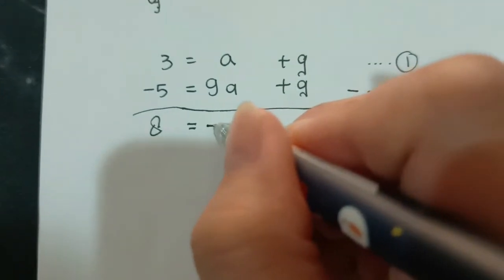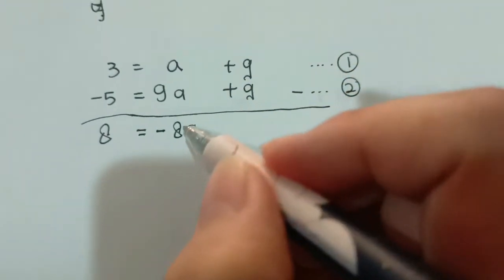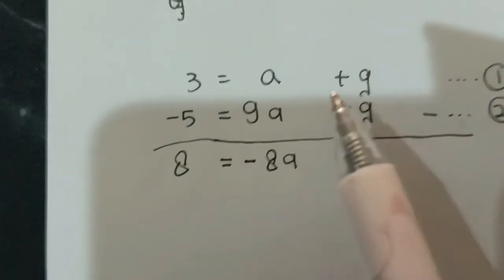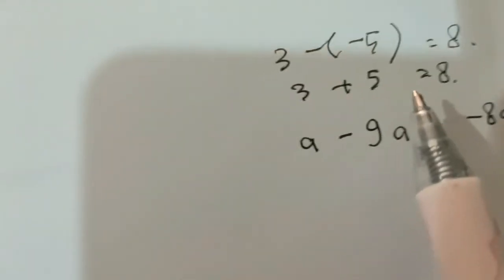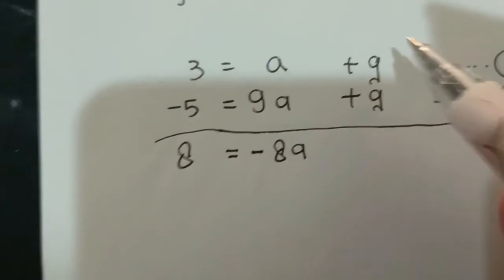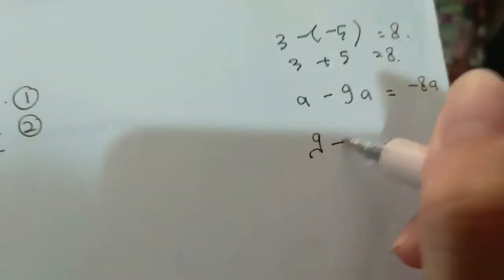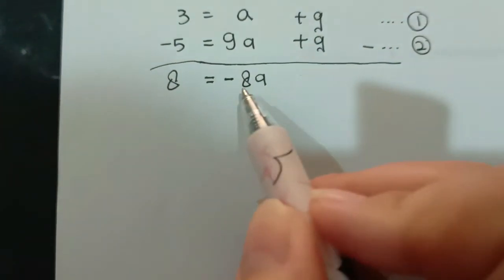Because this is minus, you have to write it down like this, so you will not get confused. Always write it down like this, so you will not have a wrong value for each of them. Now this one, q − q is 0, we write nothing. So we have the equation equal to −8a.